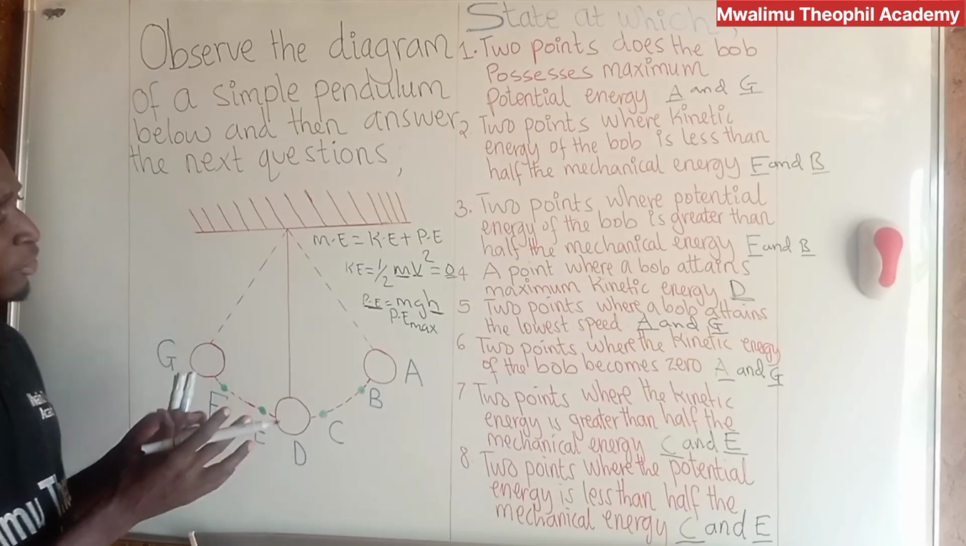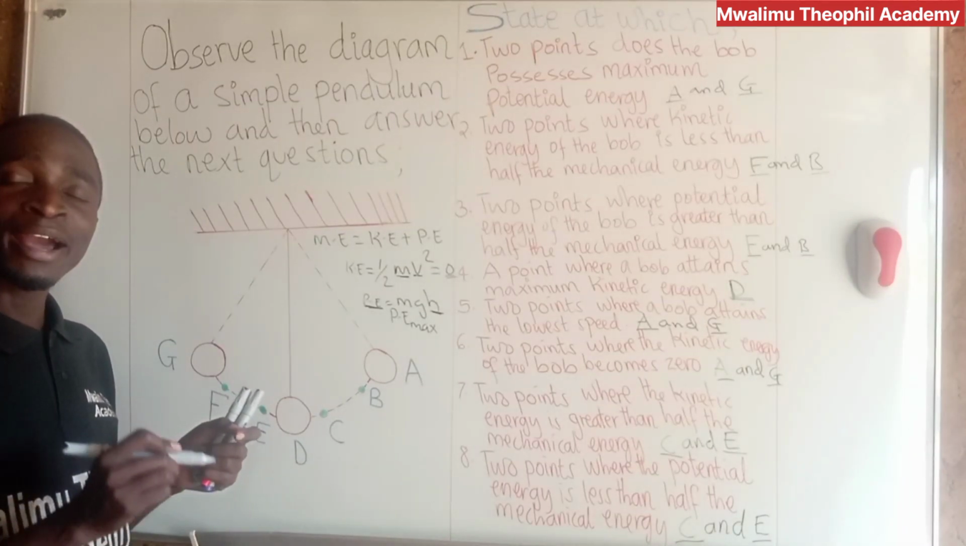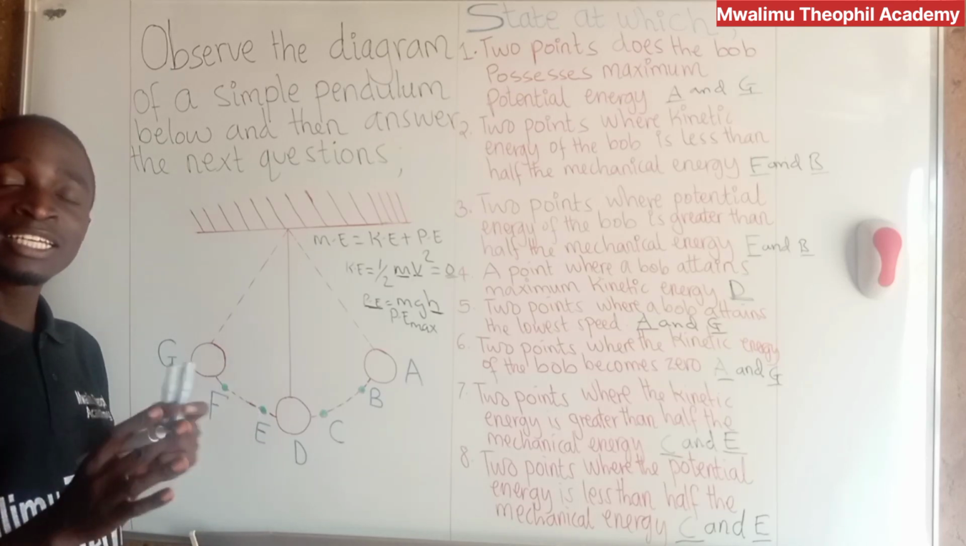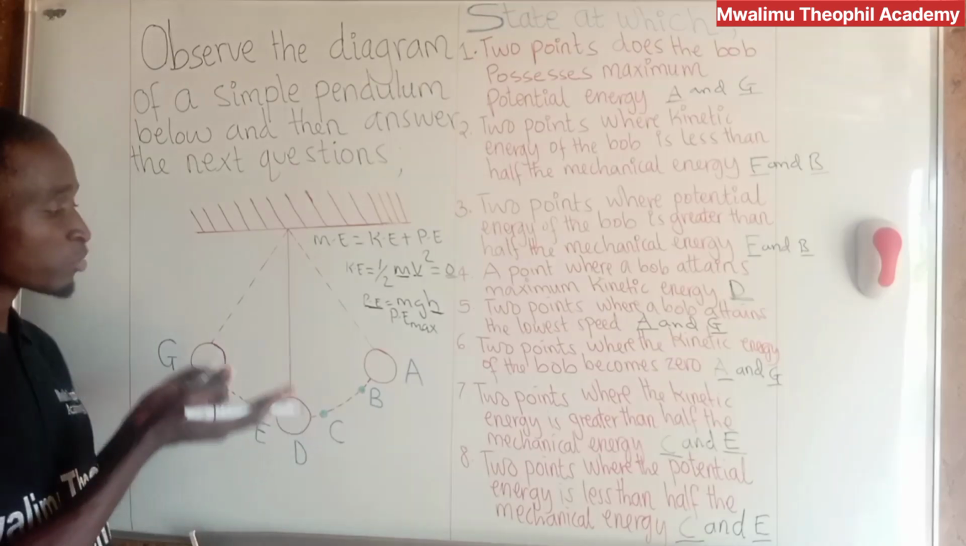After this lesson, I hope you have understood well how interconversion of kinetic energy and potential energy takes place through an oscillating pendulum bulb, as you have seen.